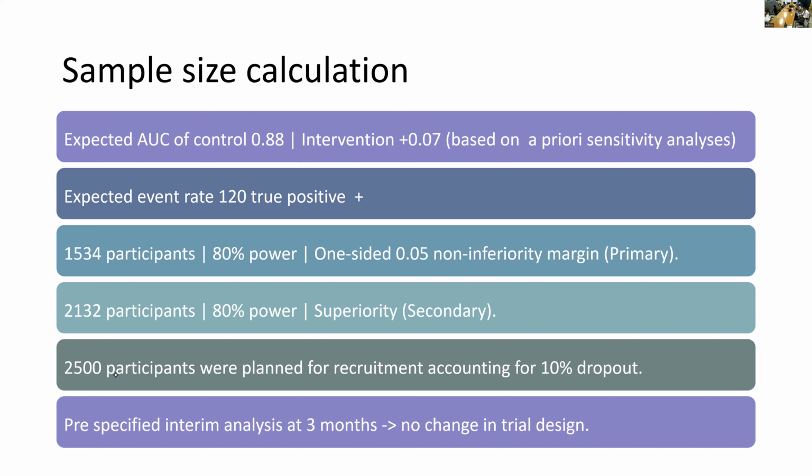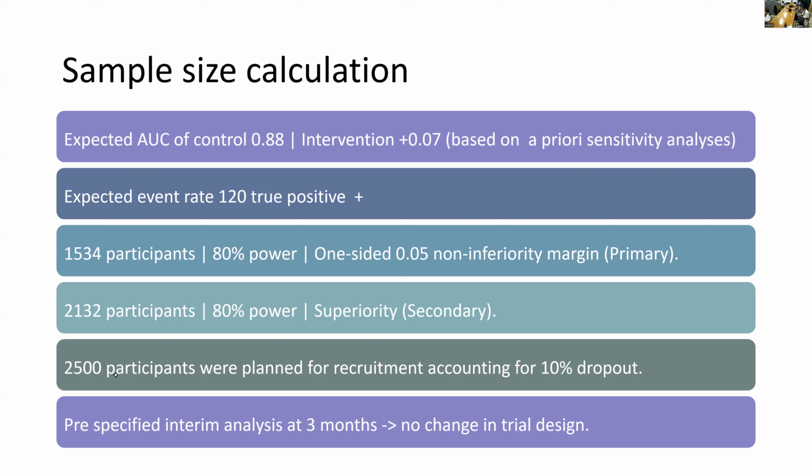Secondary outcome was superiority, and for that they calculated that they would require 2,132 patients. So they plan to recruit 2,500 in order to have enough power to demonstrate both non-inferiority and superiority. They have pre-specified an interim analysis at 3 months, and it eventually didn't lead to any change in their sample size. But they have not changed their significance levels based on this in their pre-published protocol.